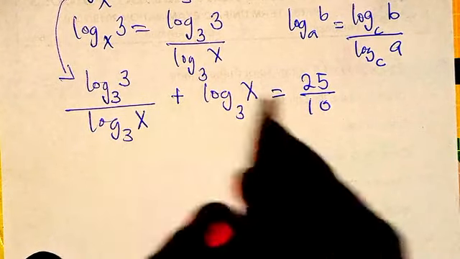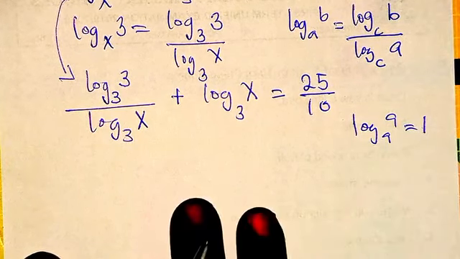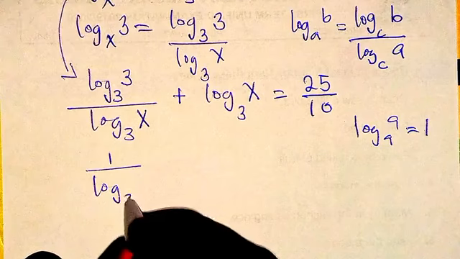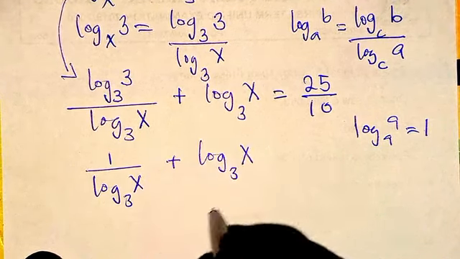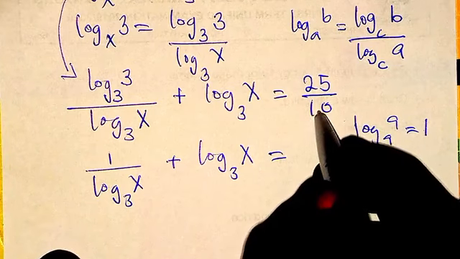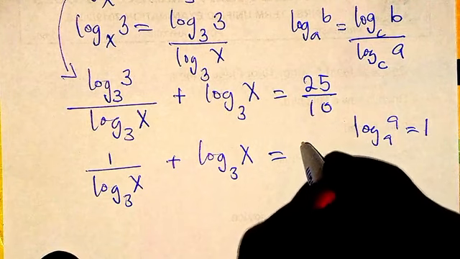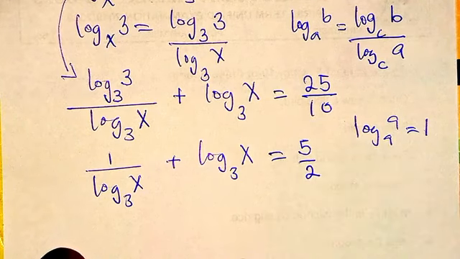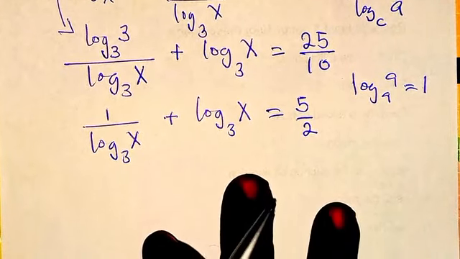From here, you know log base 3 of 3, when you have log of a to base a, this will give us 1. So that way everything here will be 1 over log base 3 of x plus log base 3 of x, equals, now let's try to divide this further. If we divide by 5, here we're going to have 5 and here we're going to have 2. So therefore we have 5 over 2, right? So now we move on.